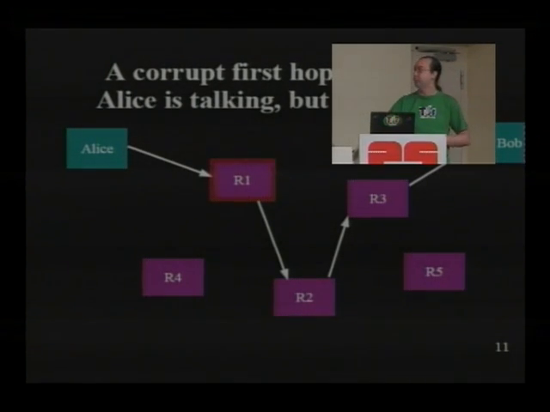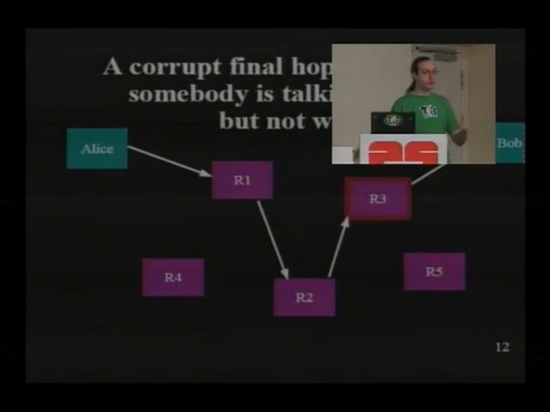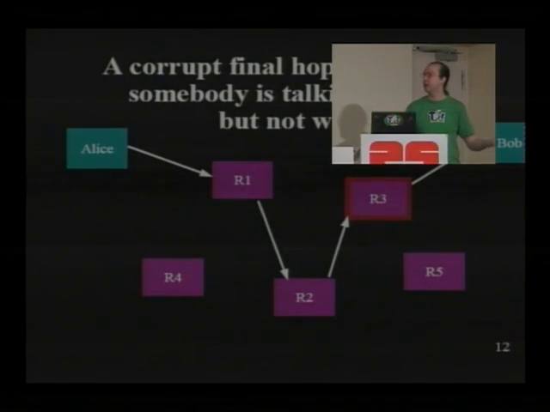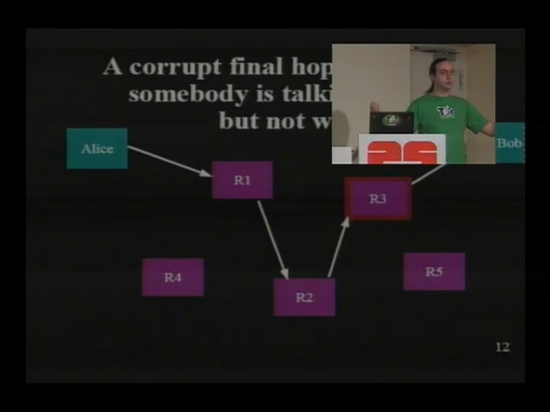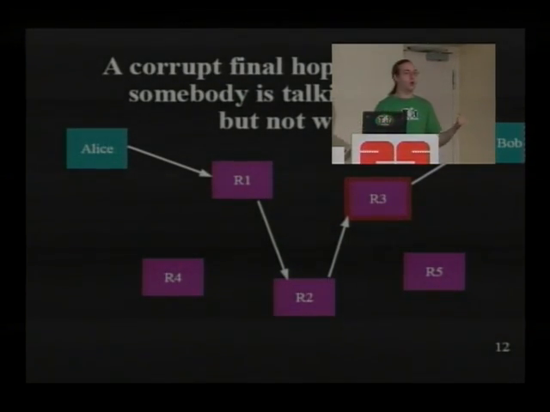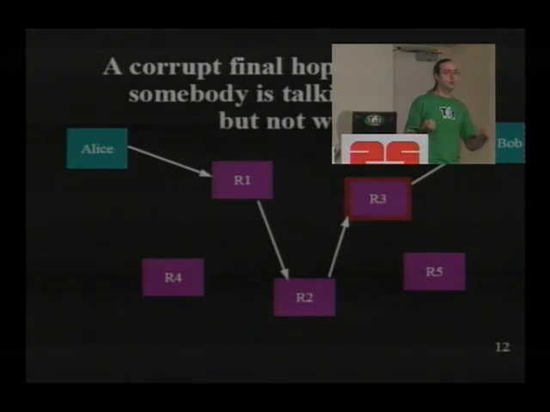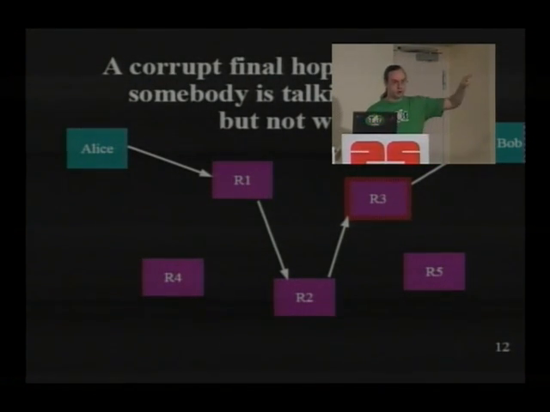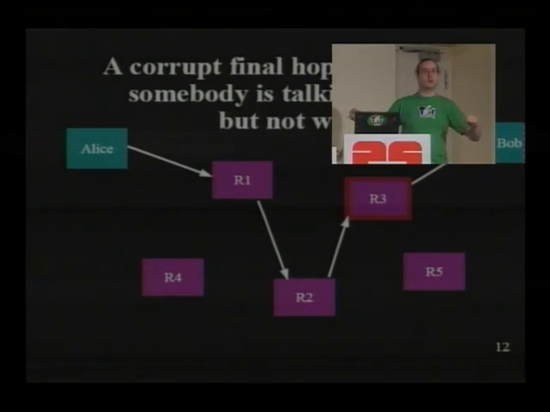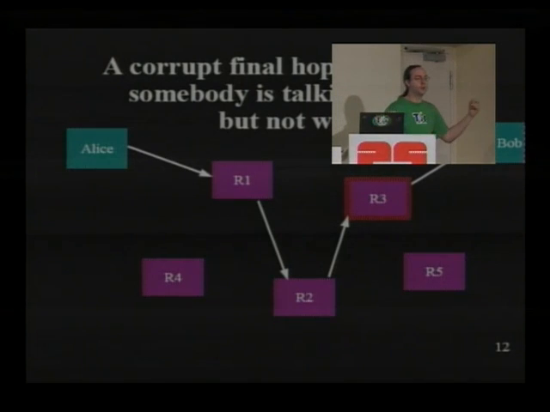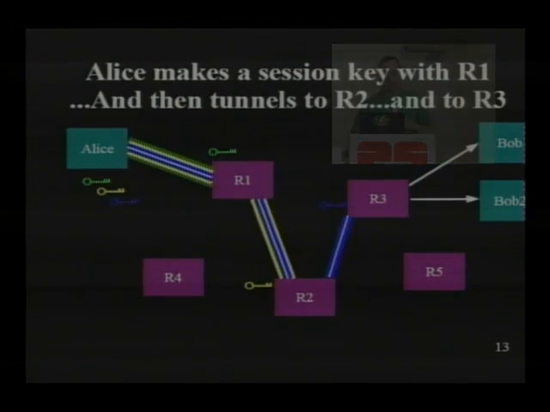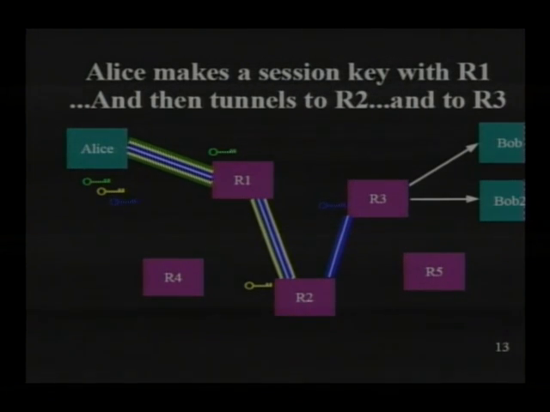And if the last guy is bad, then he knows that somebody is talking to Bob, but he doesn't know who is talking to Bob. And if they're both bad, if R1 and R3 are colluding, then we give up, then we're screwed, because there are enough statistical attacks that you can look at the traffic pattern going into the network and watch the traffic pattern coming out of the network, and you can say, hey, wait, these line up. I'm pretty sure that this Alice is talking to this Bob. And then there's crypto, but I'm going to skip over that for the day.